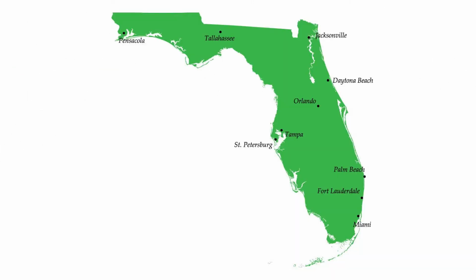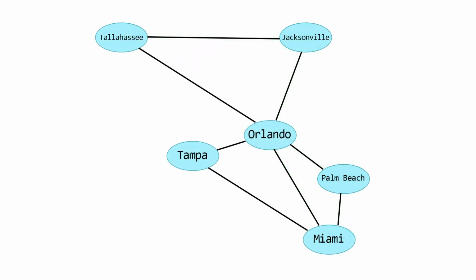Let's take the map of Florida and some of its major cities and turn it into a graph. The circle shapes are called vertices, or if there's one, a vertex, and they store the data of something. In this case, it's the name of the city. We connect the vertices to each other with lines called edges.